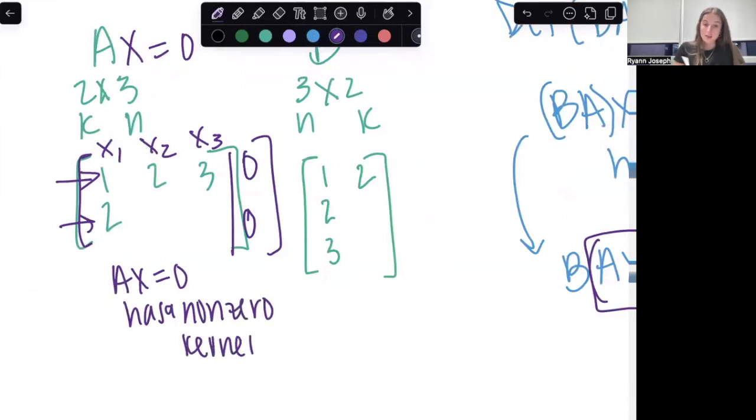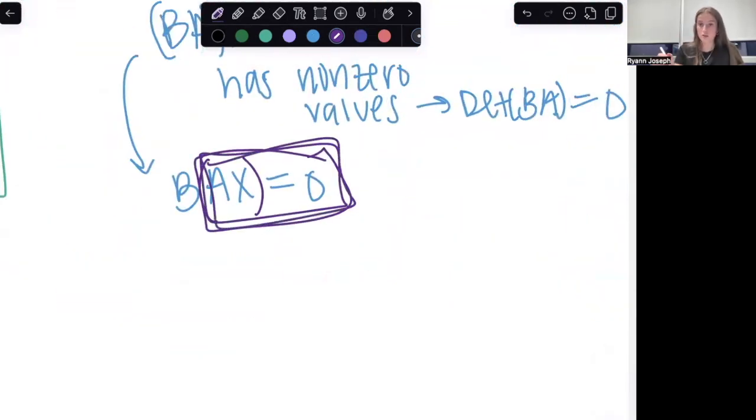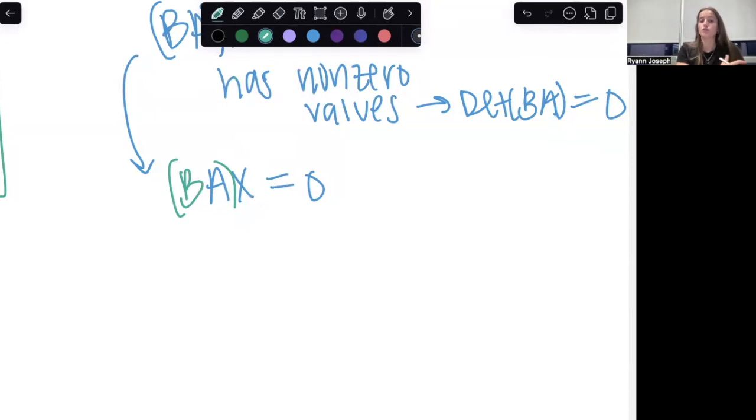Since that has a non-zero kernel, that means that Ax equals 0 has a non-zero kernel. And then when you multiply by a matrix like this on the left, it's going to absorb the kernel from before. So imagine we had this system already. We know that there must be non-zero values. When I multiply this by B, it's still going to have those values, but it is going to have potentially more. It's never going to have less. So BAx, we're saying now, must also have non-zero values because it's going to contain the non-zero values from Ax equals 0.